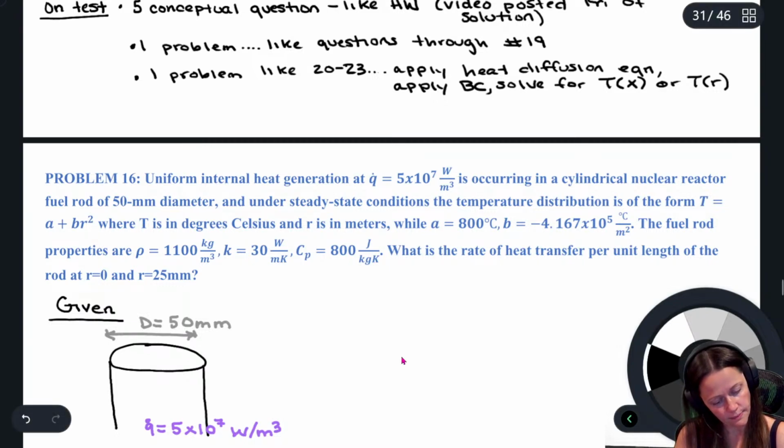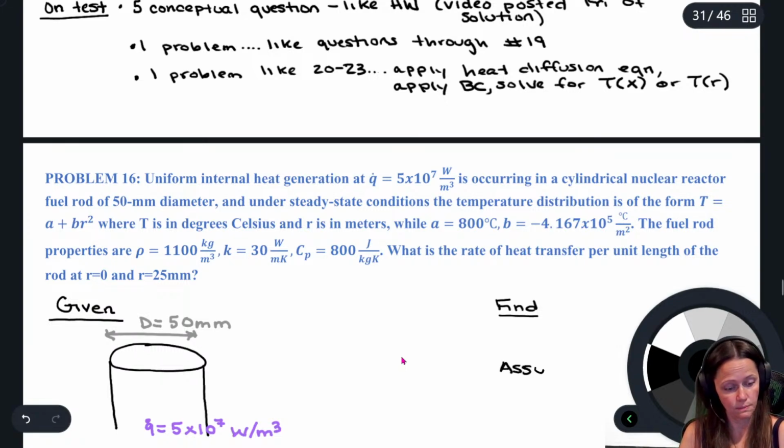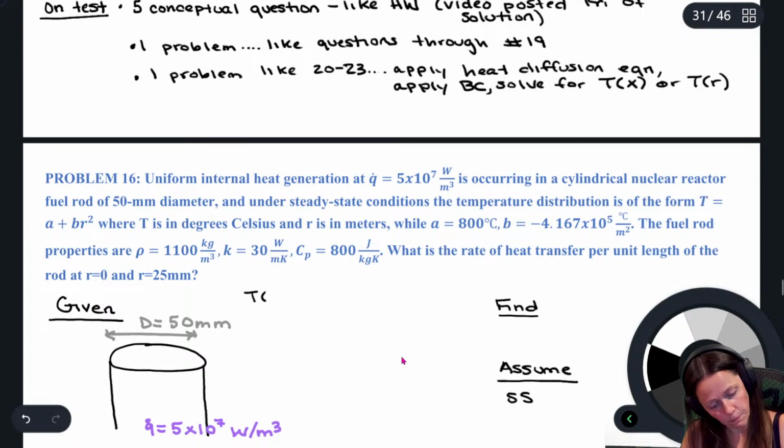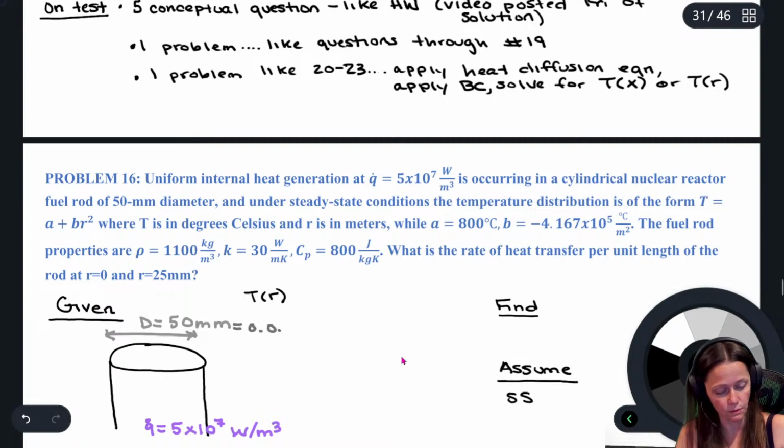Steady state. So I'm actually going to put the assumptions. We'll put that guy over here. So steady state. And then we're given what the temperature distribution is. So the temperature is going to be a function of R, and it says R is in meters. So I probably need to put this 0.05 meters. So it's A plus B R squared.